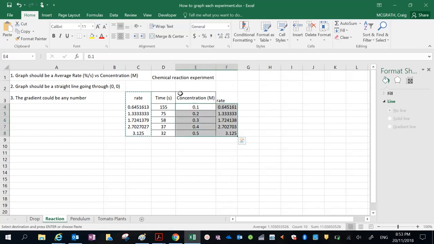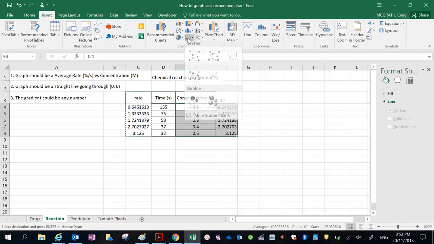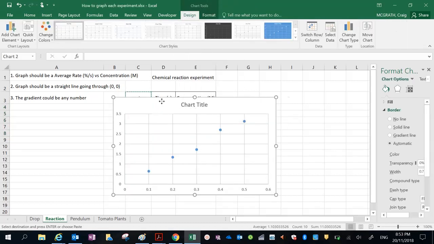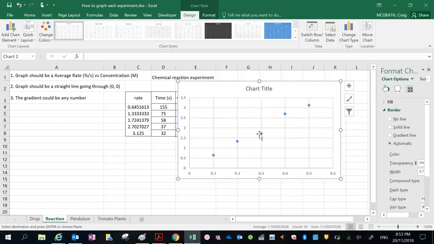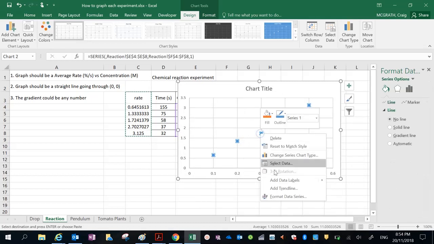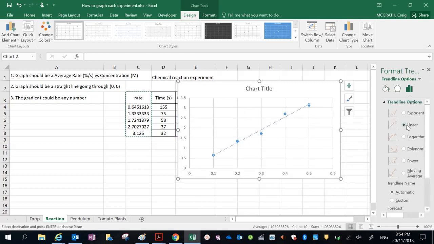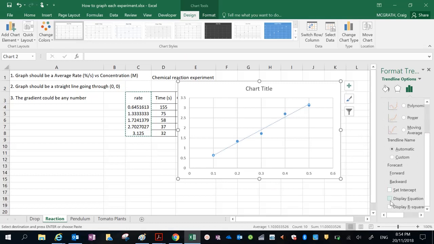We'll highlight our 2 columns. Now let's check it. So rate was on the y-axis, and it goes up to about 3. Yes. Okay, that's better. Again, click one of the points, right click, add trend line, yes, linear, display equation, display r squared, and there we go. We got our line. The graph should be a straight line going through 0, 0. This one nearly does. It's just a little bit too high.